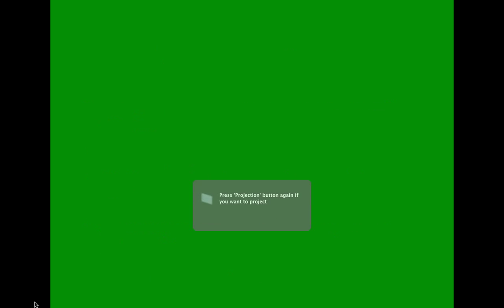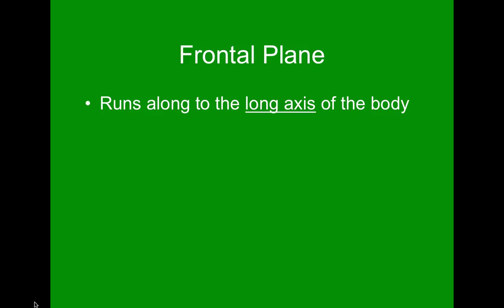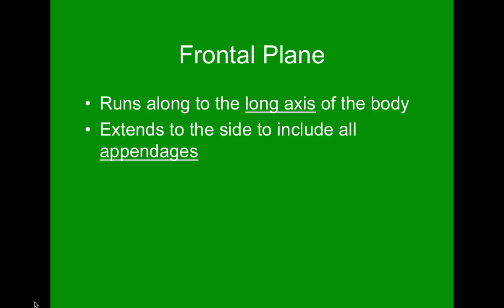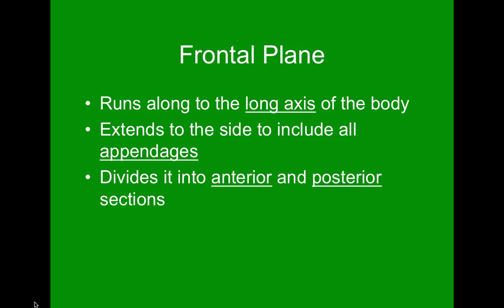Now, another type of plane is the frontal plane. The frontal plane runs along the long axis of the body, and it extends out to include all of the appendages. So basically this would be like if you took a slice and you went across, started at one ear, went up and over like a headband to your other ear, and then continued that slice all the way down the body. It divides the body into anterior and posterior sections. So you have a front half and a back half.